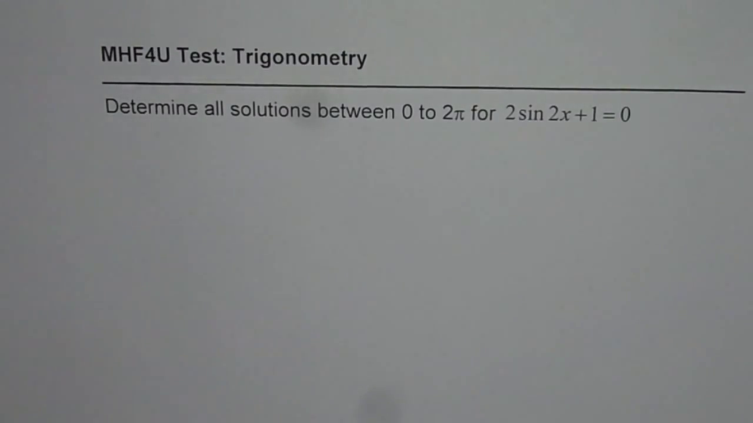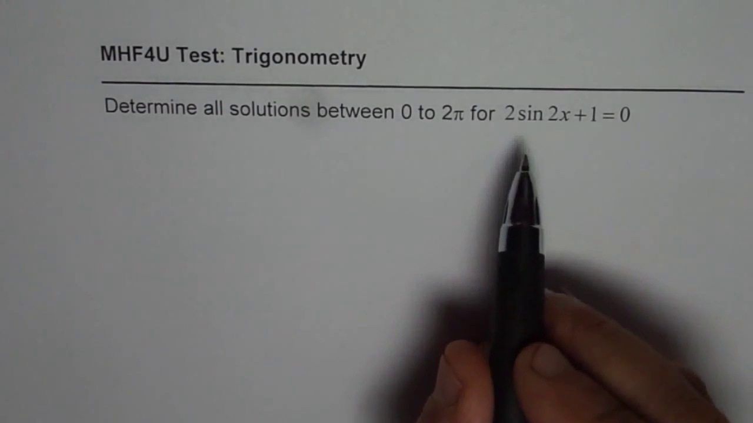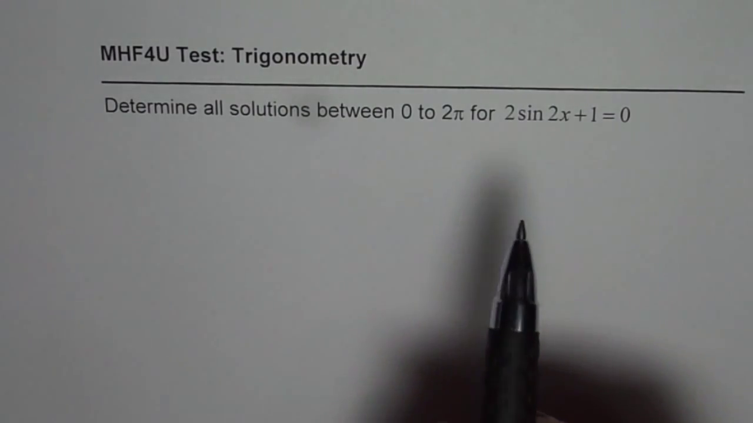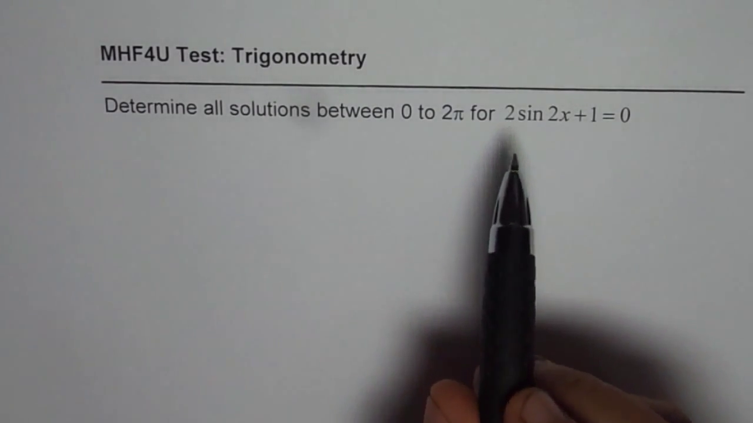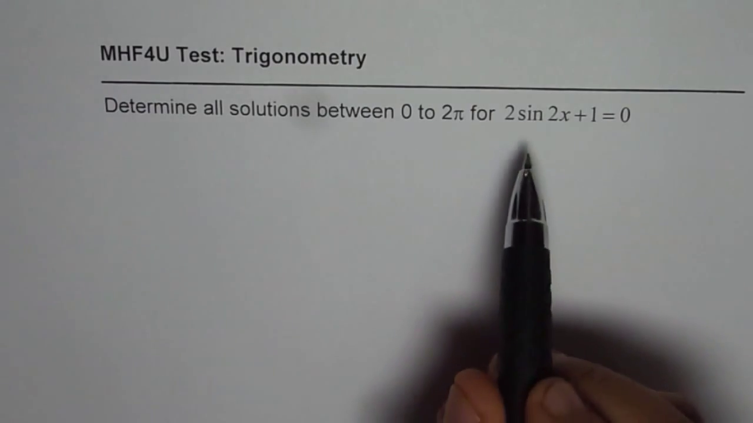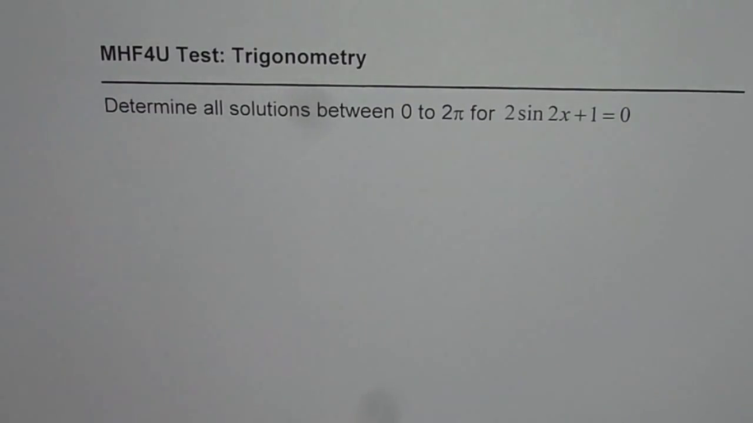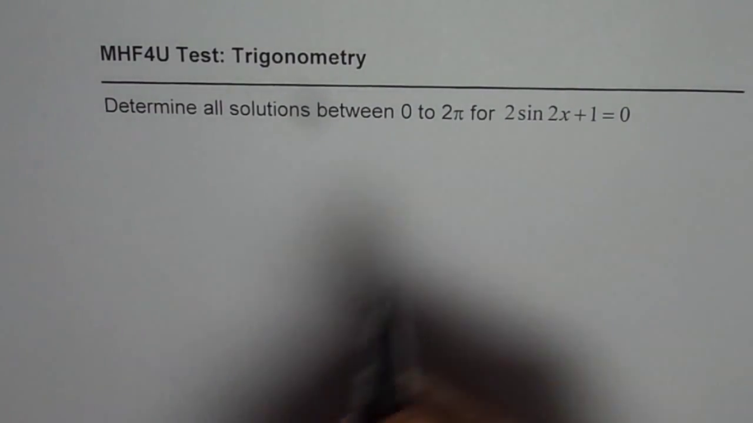The question here is, determine all solutions between 0 to 2 pi for 2 sin 2x plus 1 equals 0. Now this is a very basic question which will help you to solve most of the trigonometric equations involving compound angles, right? This is a double angle one. So let's try to solve it.